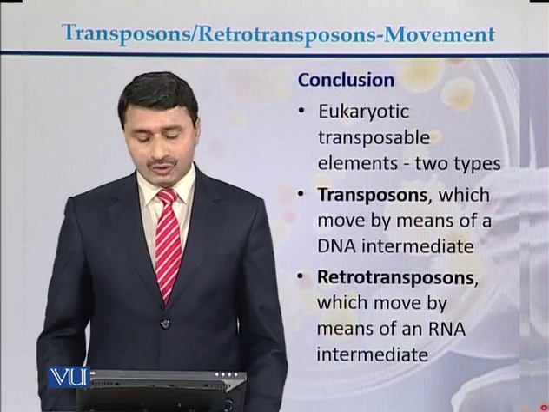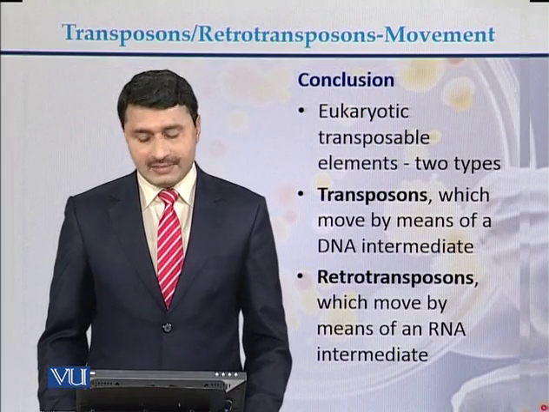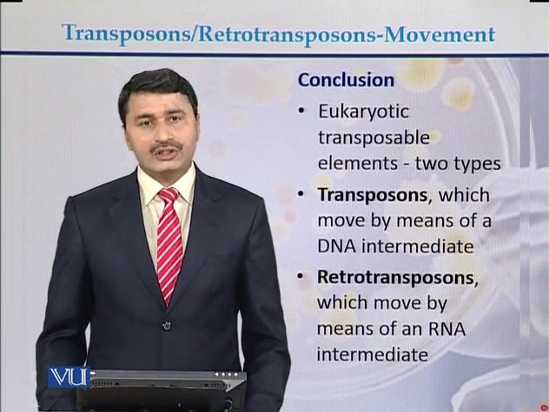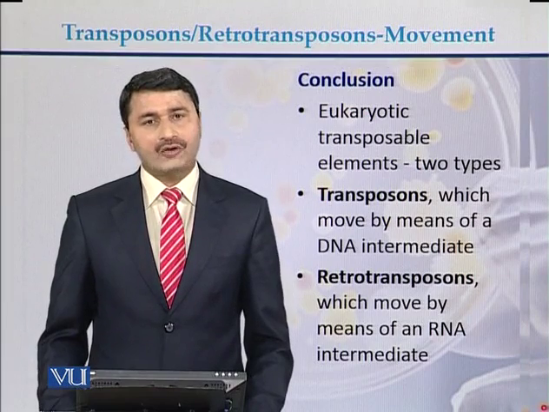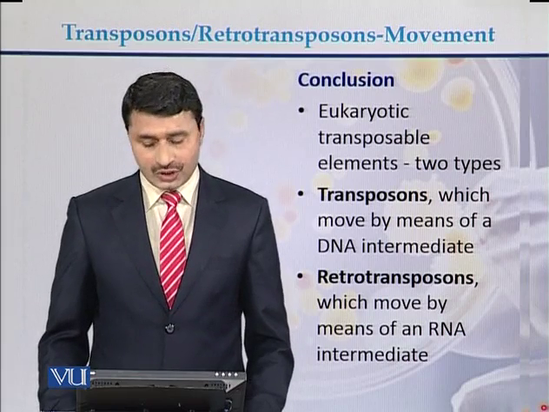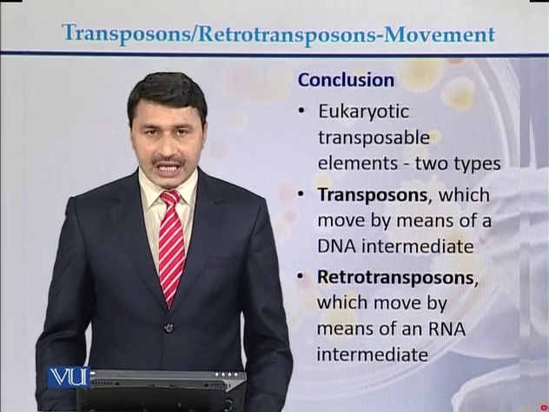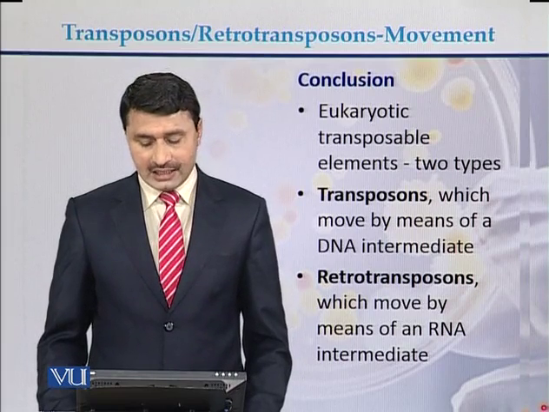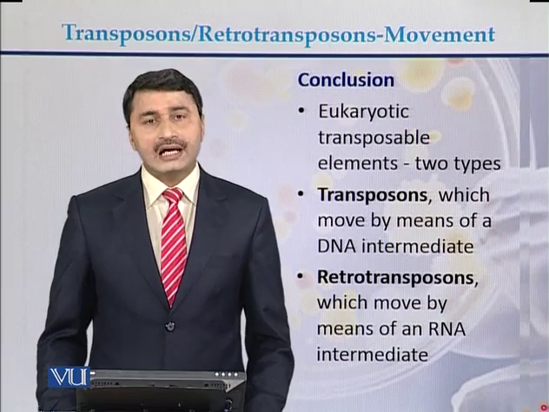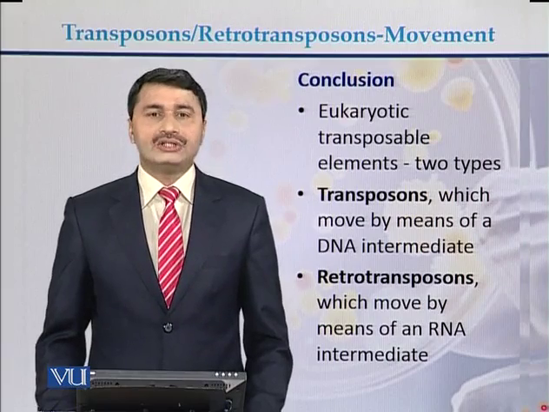So if we conclude, what are eukaryotic transposable elements? Eukaryotic transposable elements are of two types. The first type is called transposons. Transposons move by means of a DNA intermediate. And the second type is called retrotransposons. And retrotransposons move by RNA intermediates.